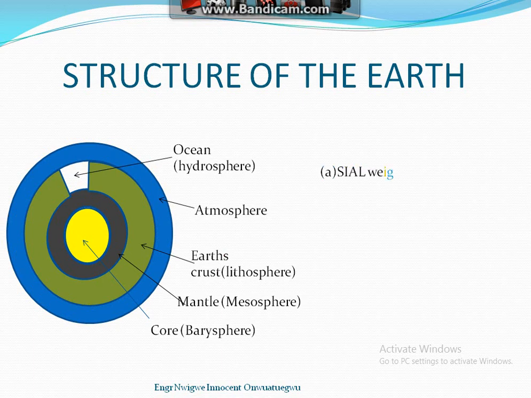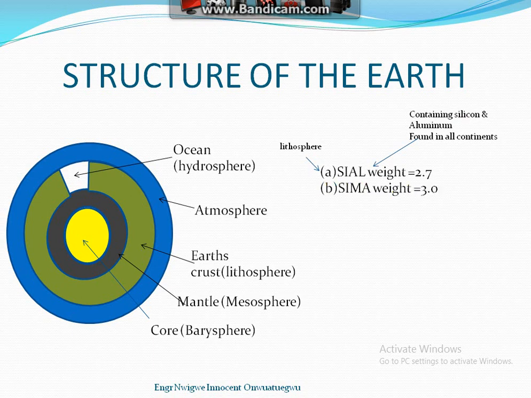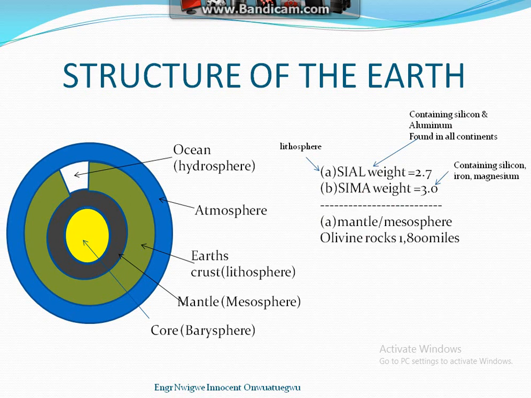Now we have the SIAL, weighing 2.7. The SIAL contains the silicon and aluminium found in all continents. This is what is called the lithosphere. Then we have the SIMA, weighing 3.0, containing silicon, iron, and magnesium. Then we now have the mesosphere or mantle, olivine rock, 1,180 miles, which is about 1,900 kilometers.